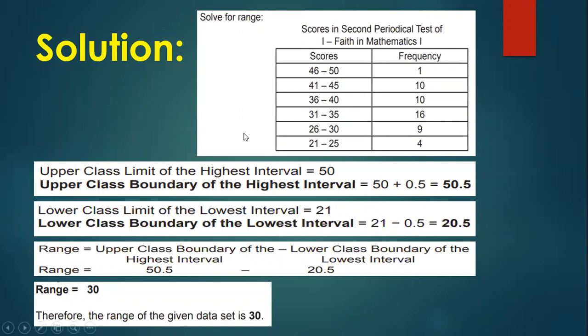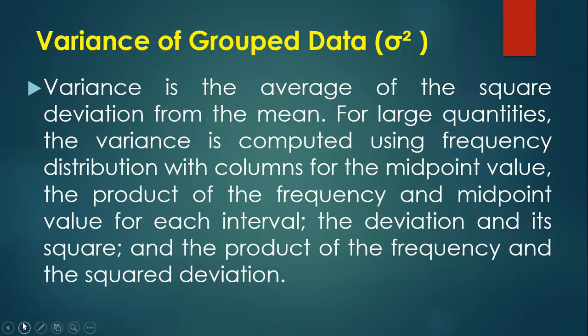Okay, so same example, same data, the group of data that we will use to find the variance. The variance is the average of the squared deviations from the mean. For large quantities, the variance is computed using a frequency distribution with columns. It means we will add more columns for the midpoint value, the product of the frequency and midpoint value for each interval, the deviation and its square, and the product of the frequency and the squared deviation.